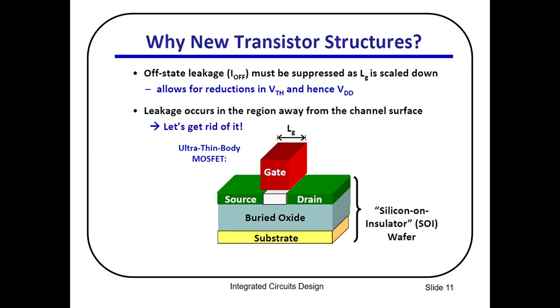So here you can see the new transistor structure. The leakage, here you can see that the off current must be suppressed as gate length is scaled. Leakage occurs in the region away from the channel surface. So let's get rid of this. For this we need the multi-gate transistor.